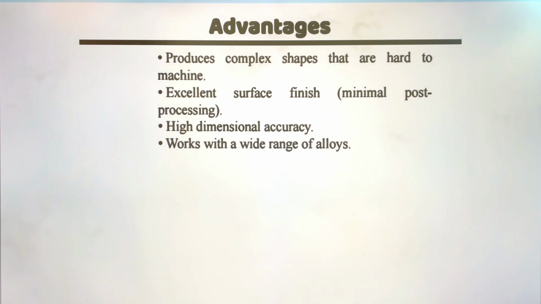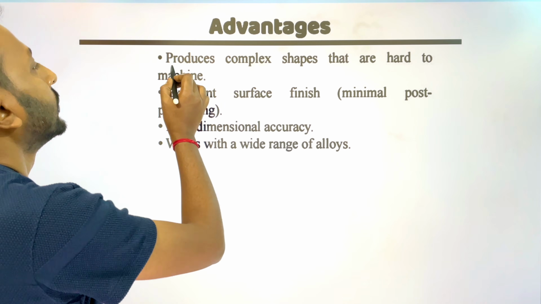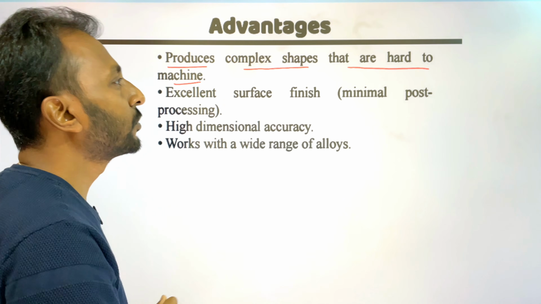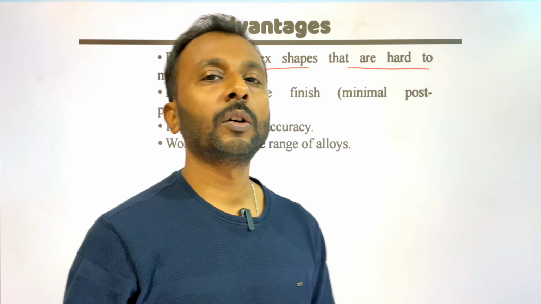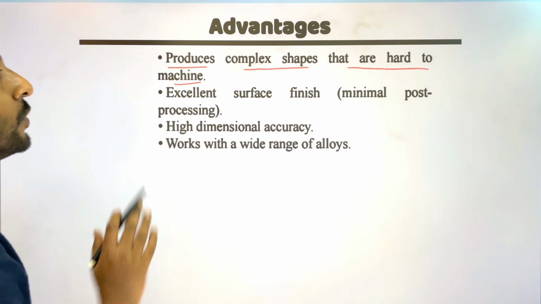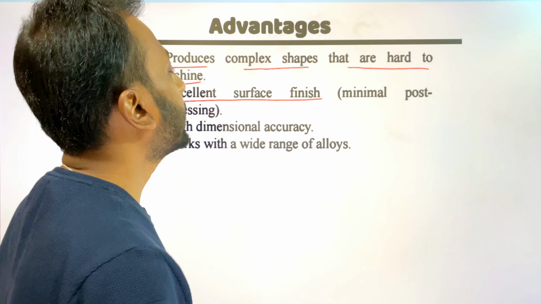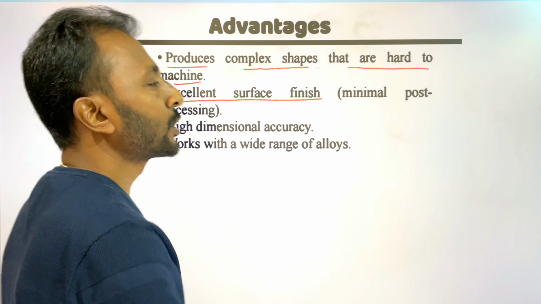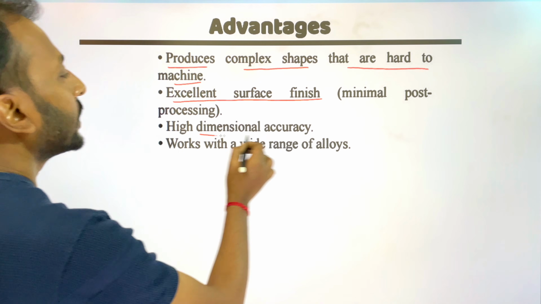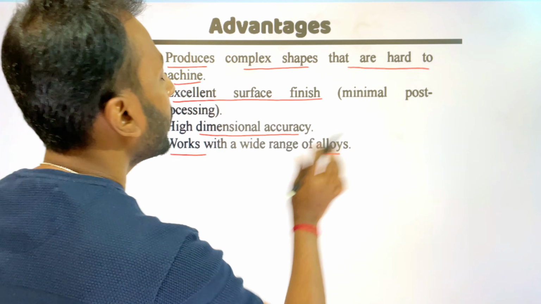Let's now see the advantages of this investment casting process. Firstly, it produces complex shapes that are hard to machine. So here we can produce the complex shapes and it is very easy to make them in this process. Excellent surface finish. Here we get excellent surface finish. So post machining process is very minimal. High dimensional accuracy. Here we get higher dimensional accuracy. Works with a wide range of alloys.